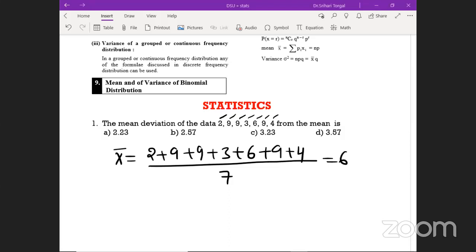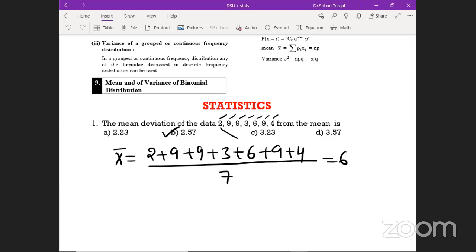Option B, correct. Option B is the right answer. Good. So this is x bar. Now you have to take the difference with x bar. The mean deviation is how much each value is deviated. That difference we have to calculate.